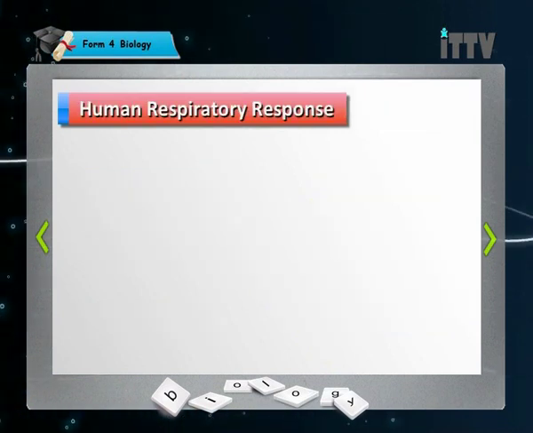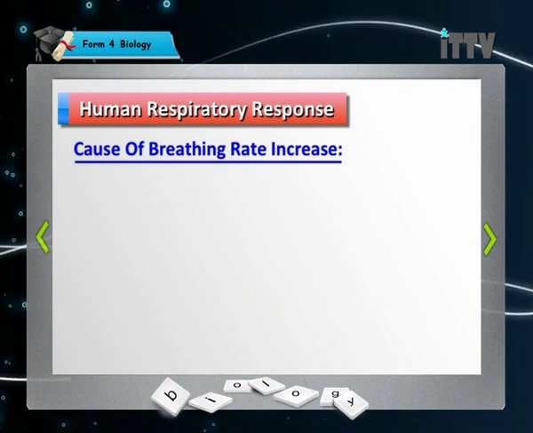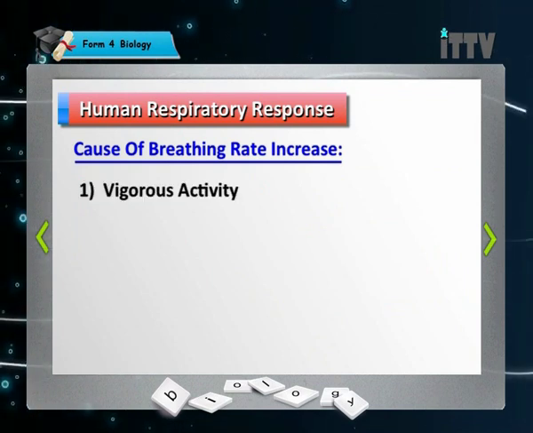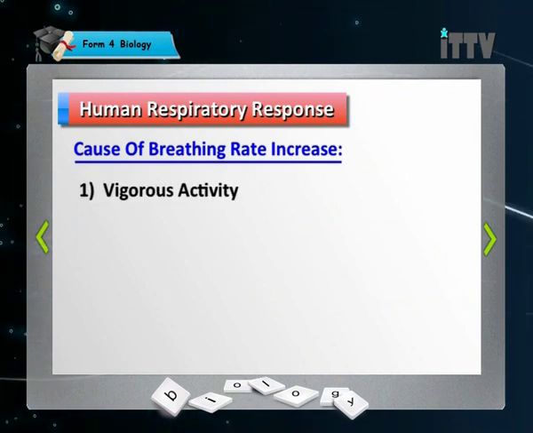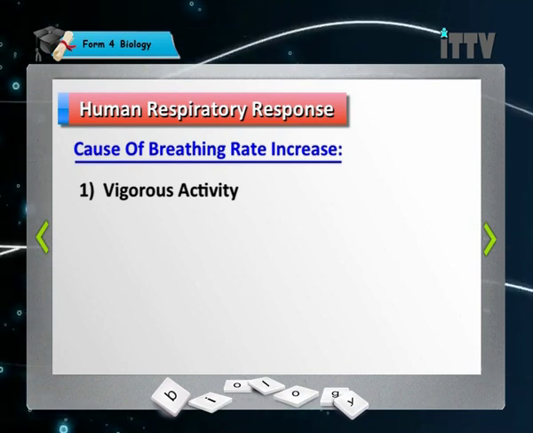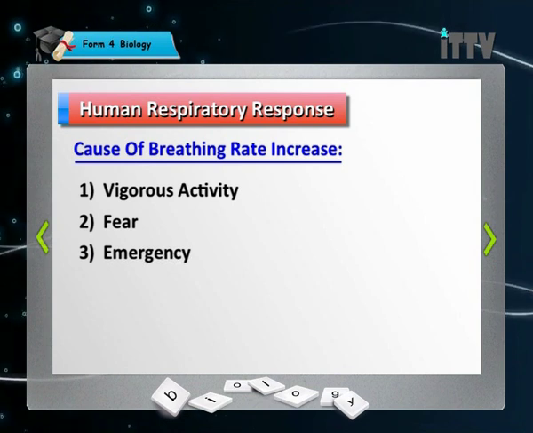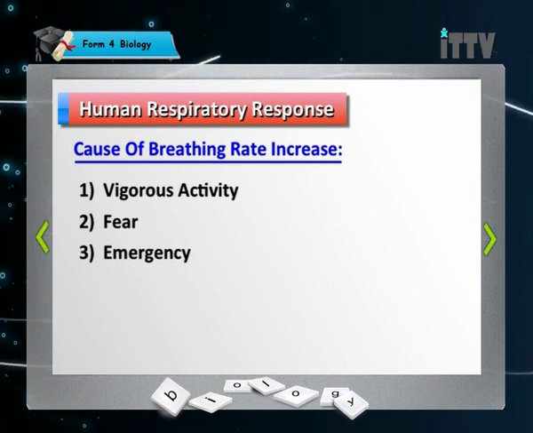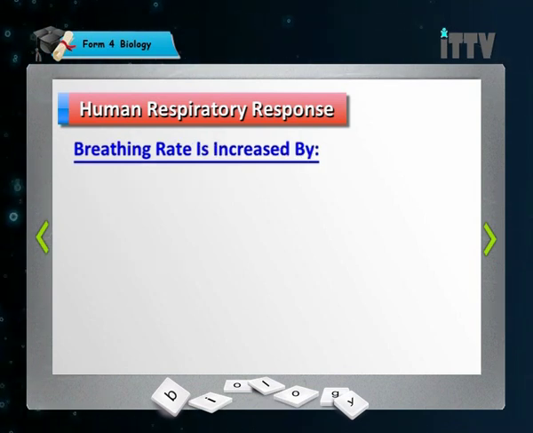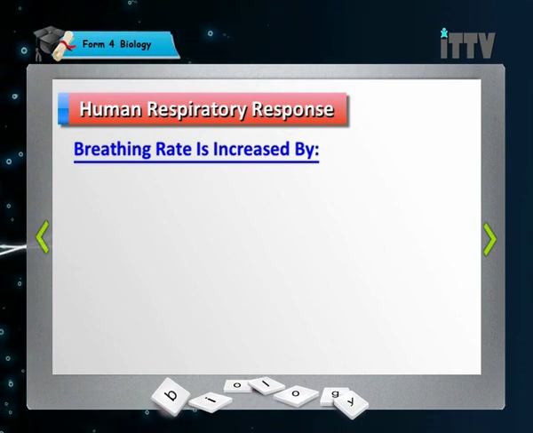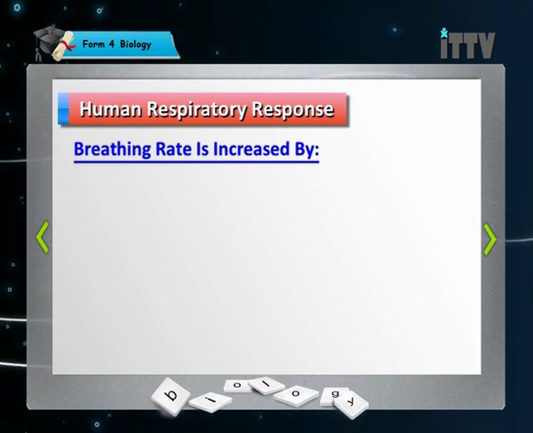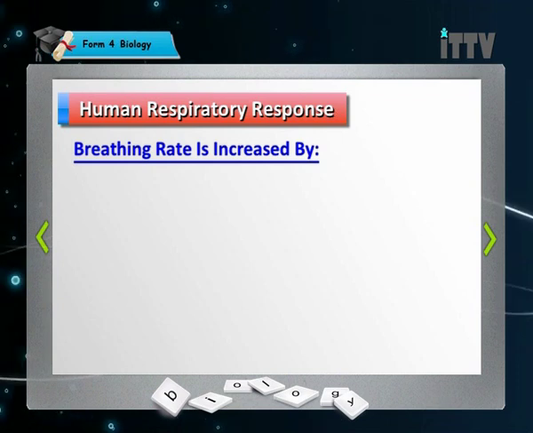With that, let's see the causes of the increase in breathing rate. There are 3 basic factors: vigorous activity, which is the key, fear, and the sense of emergency increase the breathing rate in humans. The breathing rate in humans is increased by 2 systems which govern and control the breathing rate.